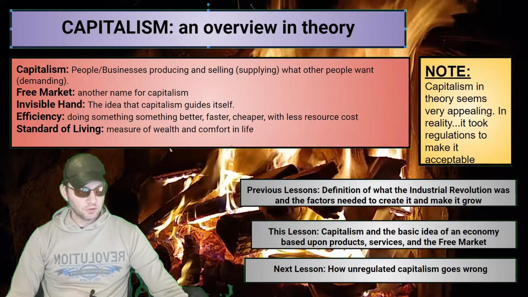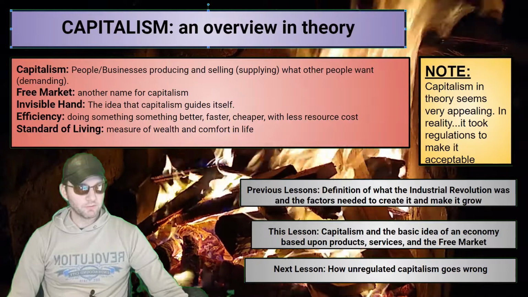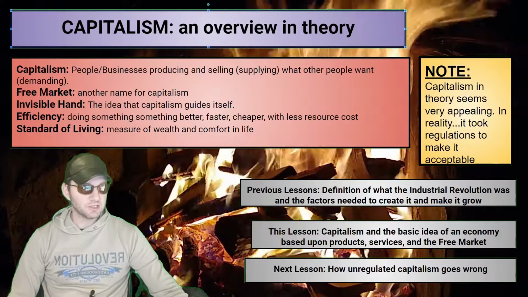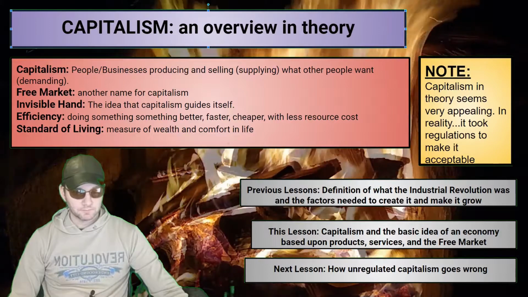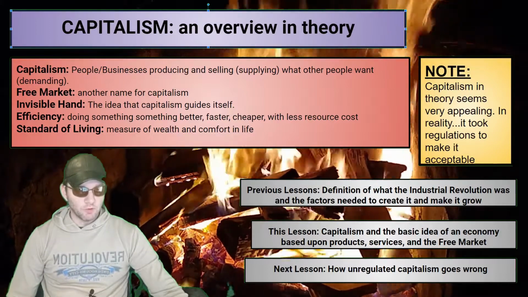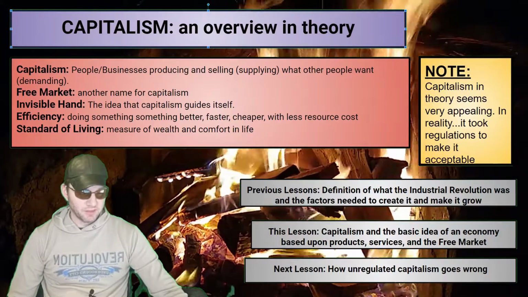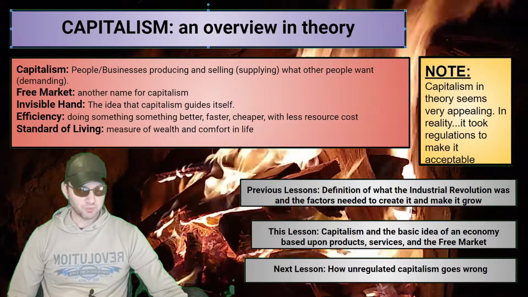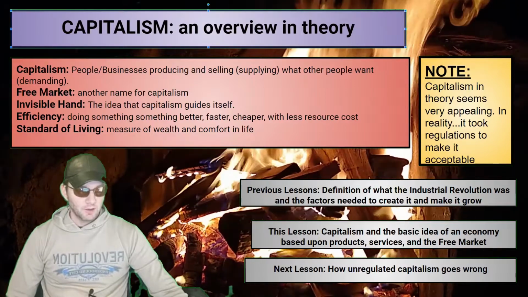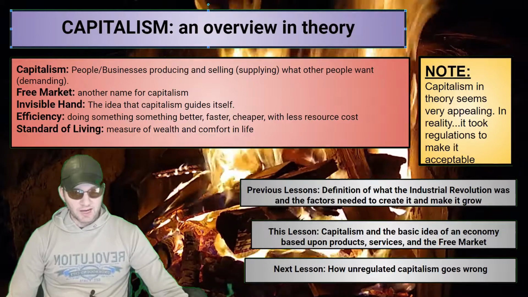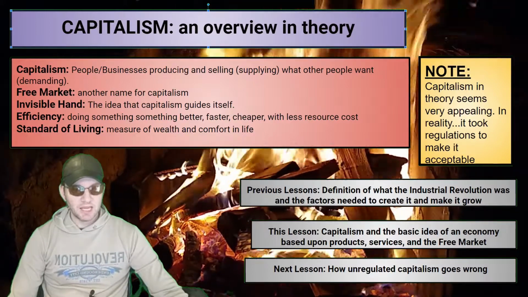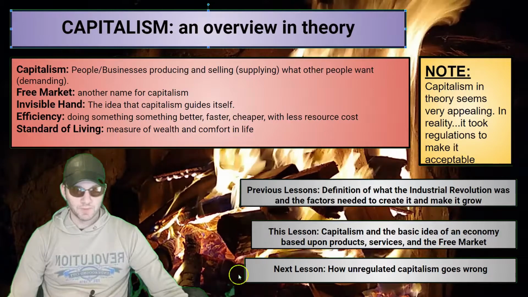we've looked over the definition of what the Industrial Revolution was and the factors needed to create the Industrial Revolution and make it grow. In this lesson, we go over capitalism, which is the basic economic theory if your society is based upon products, services, and what's known as the free market. In the next lesson, we examine how unregulated capitalism can and will go wrong.